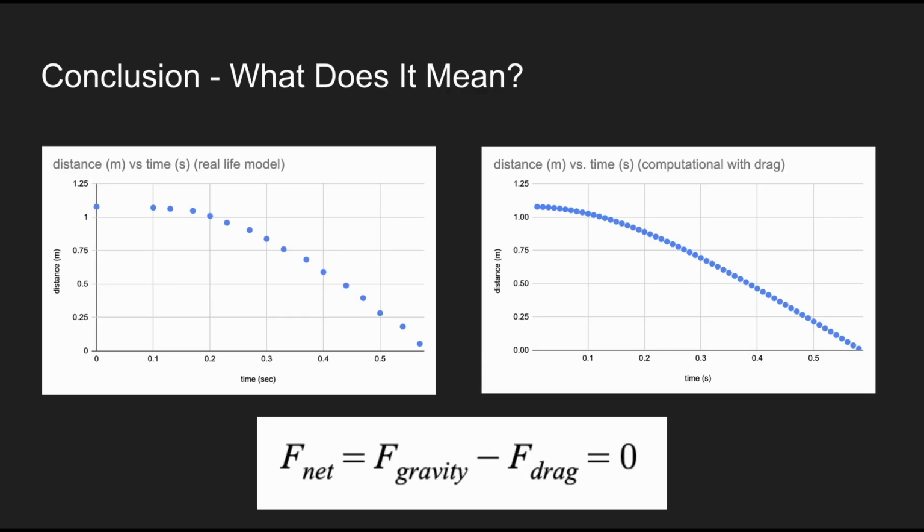Which models show a presence of terminal velocity? Terminal velocity is where the force of drag equals the force of gravity. As discussed before, the real-life model and the computational model with drag shows terminal velocity through its unchanging velocity towards the end of the data. When the force of drag equals the force of gravity, the net force on the object is zero, because the force of drag points in the opposite direction of the force of gravity.